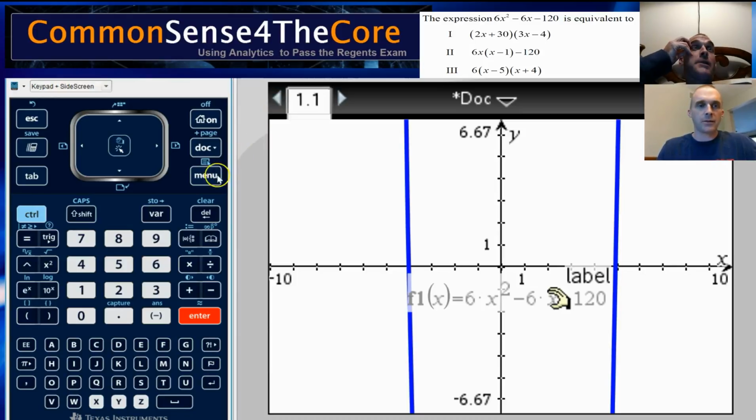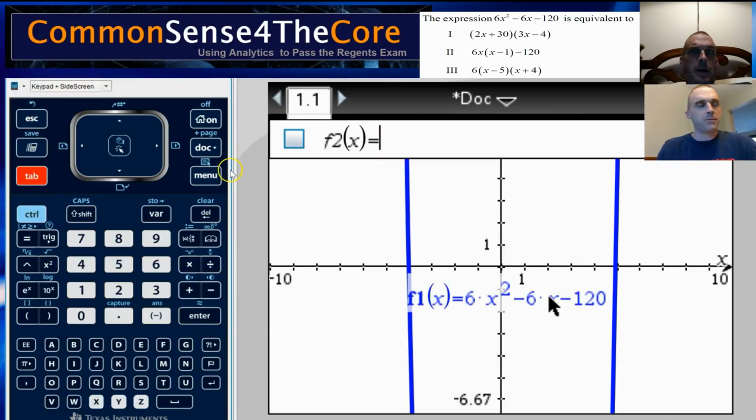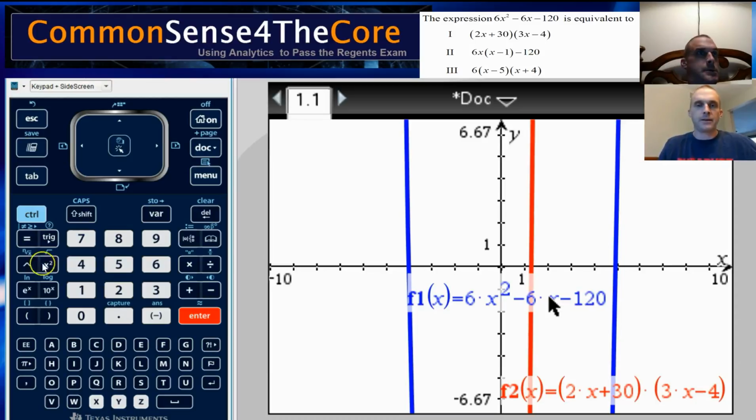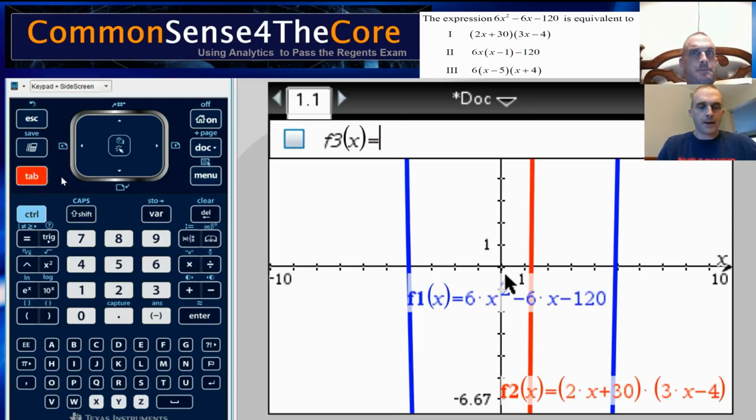Graphically, to have the same value, they must trace over each other. So what I'm going to do now is graph my choices. The first one being 2x plus 30 multiplied by 3x minus 4. And I see that it doesn't trace over my initial function, so my hunch is that that's not an equivalent expression. I'm now going to type in my next one, which is 6x multiplied by x minus 1 minus 120.